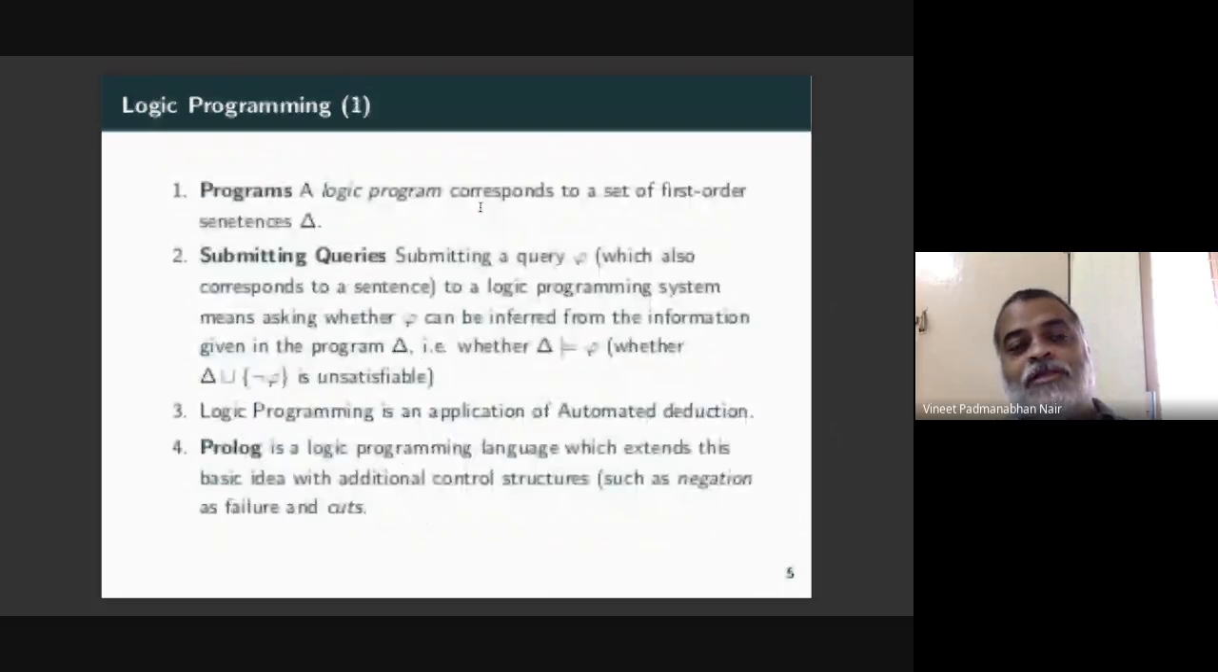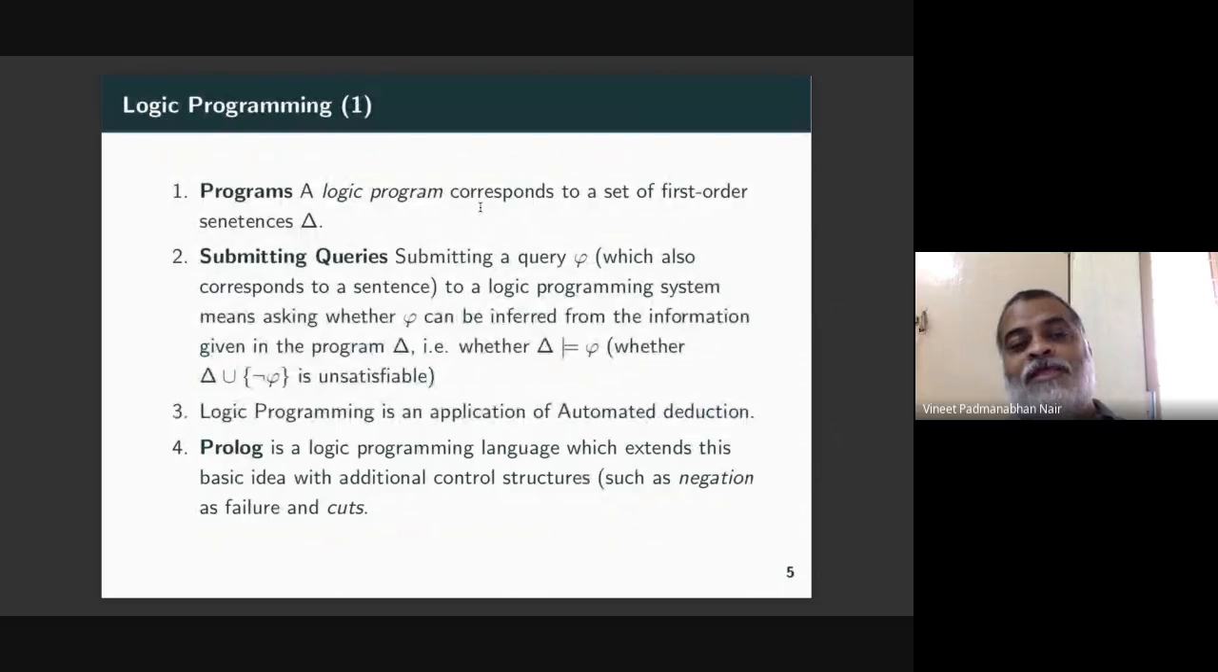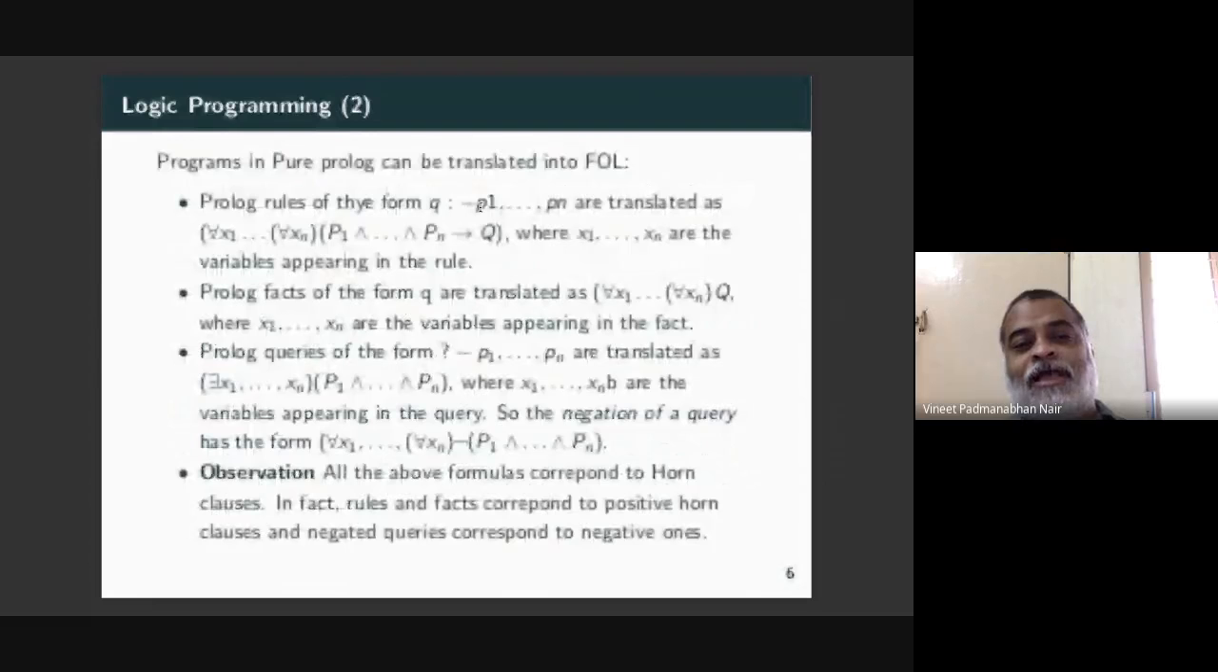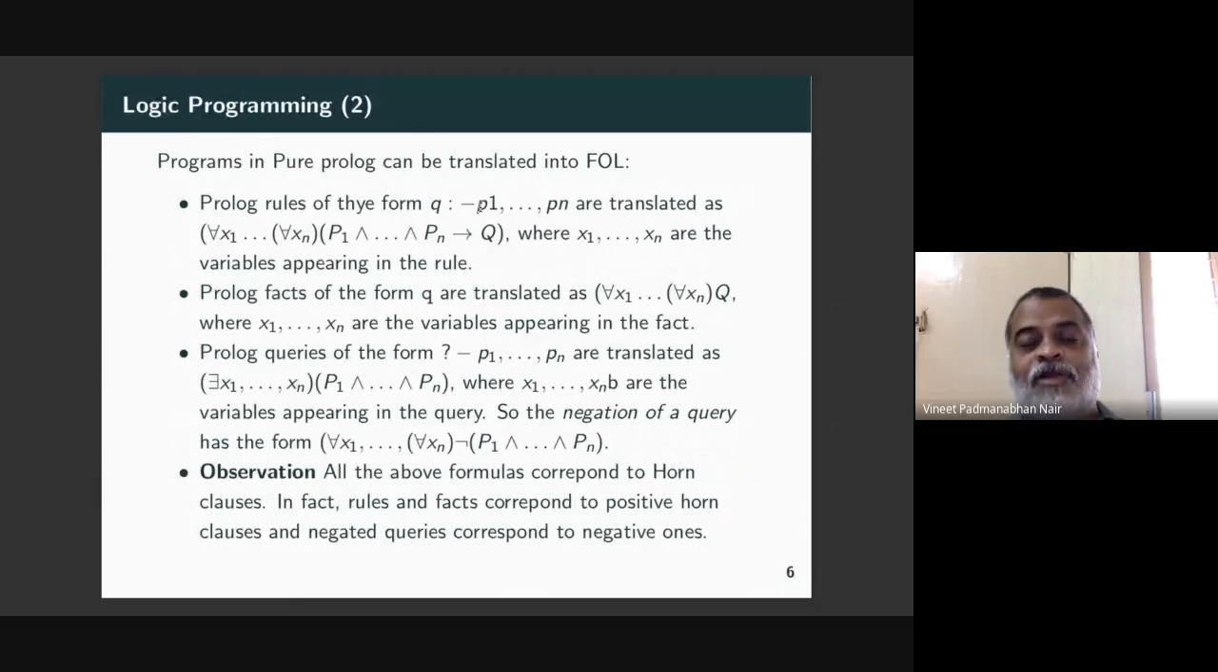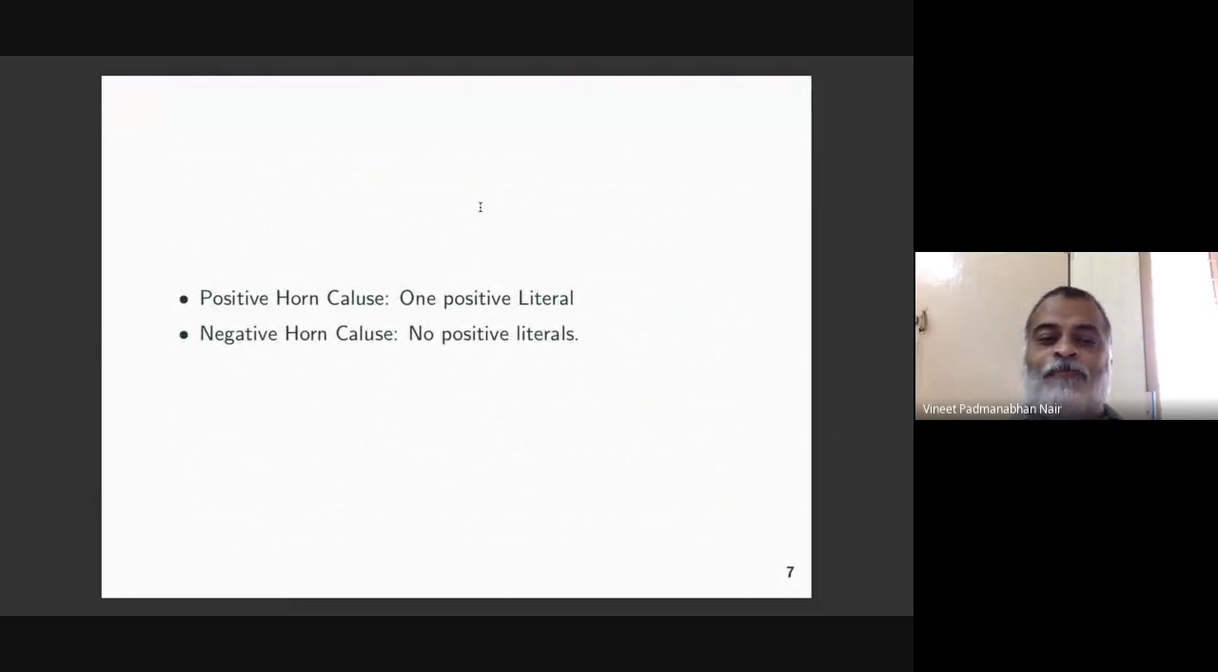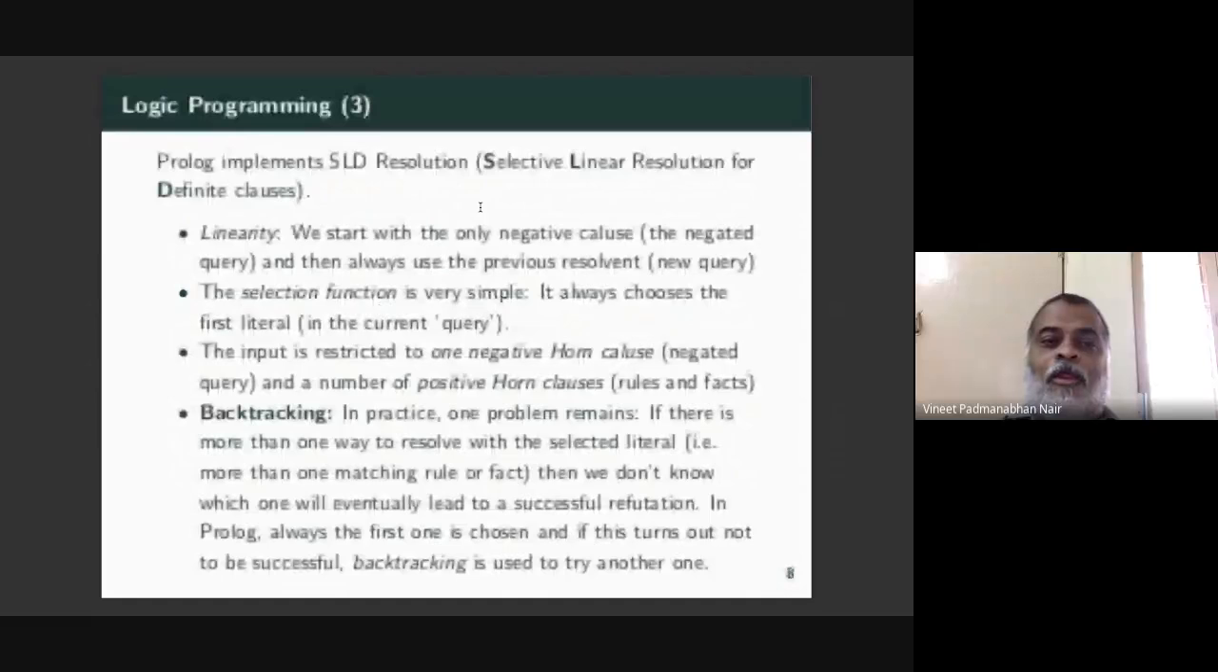So two slides related to logic programming. One is seeing programs as a set of rules and facts, and the second one is how it gets converted into first order logic. Okay, pause. I thought I had covered this earlier. So positive Horn clause means one positive literal, and negative Horn clause means no positive literals. This you have to keep in mind.